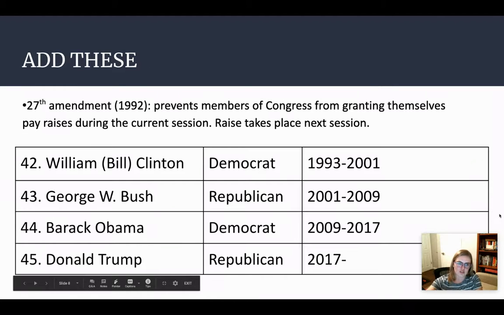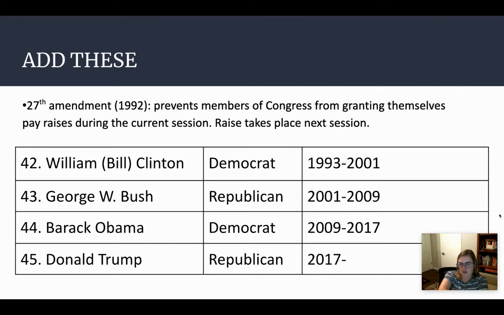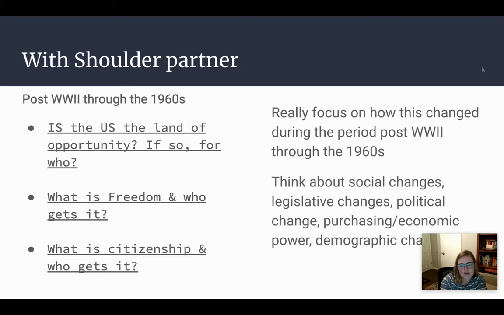And then we'll get Mr. Bill Clinton, Baby Bush, or Bush Jr., Obama, and then Trump. Okay? And then this amendment up here, I think we already talked about, so I'm just going to skip it for right now.